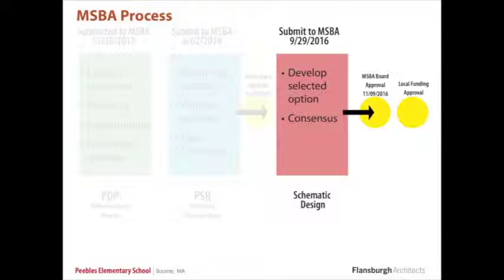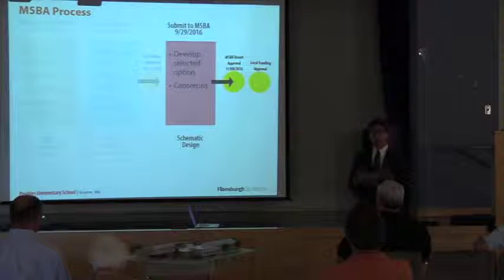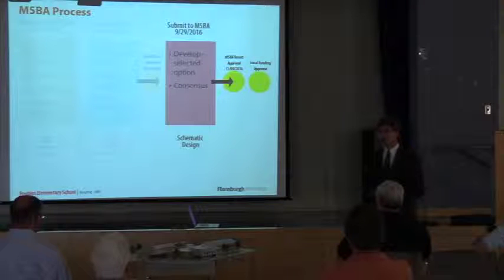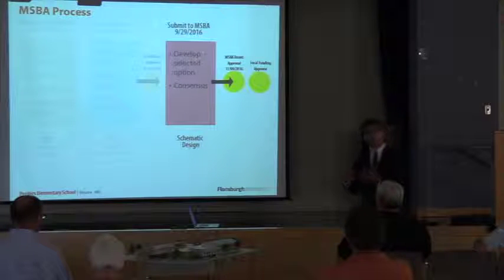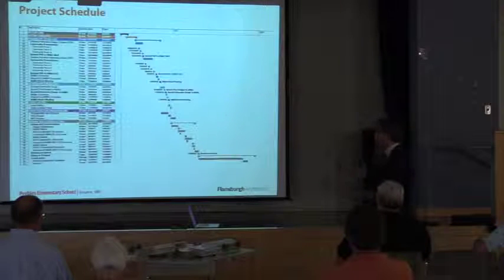So we are right now in the schematic design phase. We'll be submitting that back to the state on September 29th. That is the final submission for the feasibility study. And at that point, the Board of Directors, again, will reconvene, and they'll analyze to make sure we stayed on track with the option 5A, and then they'll vote to approve that overall appropriation and that overall grant.